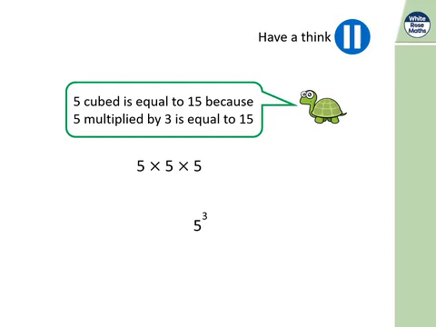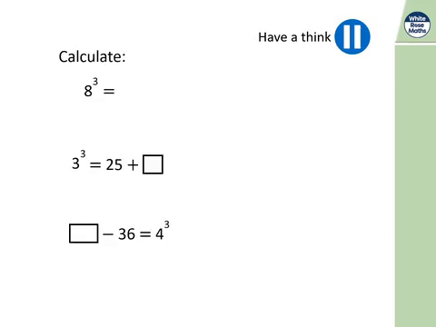How I'd answer that is I would find 5 squared first, 5 times 5, which is 25. Then we need to multiply 25 by 5. 25 times 5 is 125, which means 5 cubed is 125. 125 is another cube number. Have a think about how you'd answer those 3 questions.